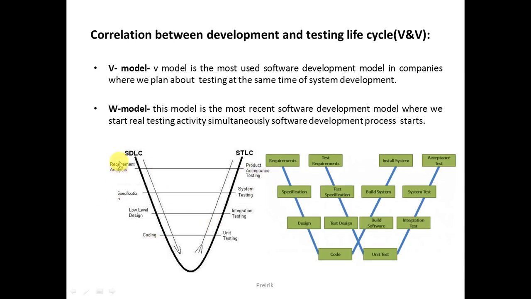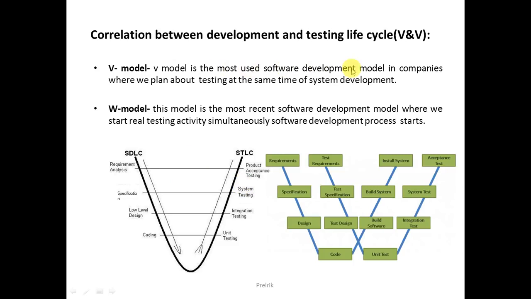And later, the execution flow will be like this: requirement analysis first, then specification, then low level designing, then coding, then unit testing will be performed, then integration testing, then system testing, and then product acceptance testing or UAT will be performed. So this is the flow. And this is exactly the V model.